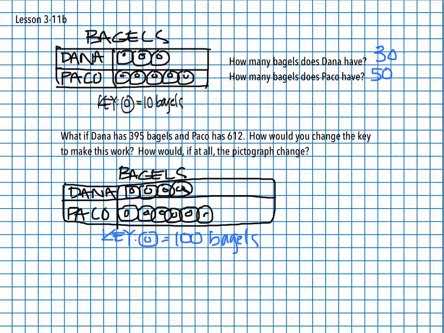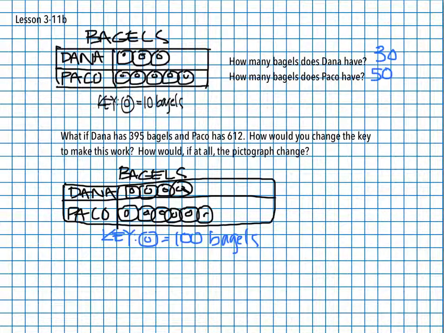Hopefully your pictograph was very similar to mine in terms of that. Now, if you made 39 and 61, it would be correct, but that seems to be a lot of work. So we can change our scale to meet the needs of what our numbers look like.